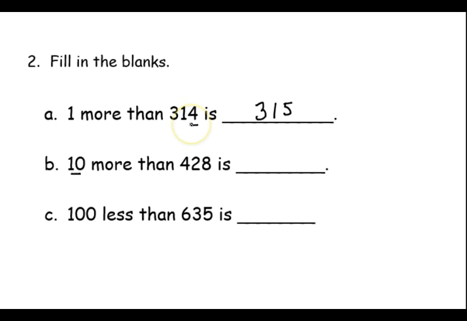Next, I need 10 more than 428. Well, I have 2 disks in my tens column. I'm going to add 1 more. That would give me 3 disks in the tens column. So 10 more than 428 is 438.